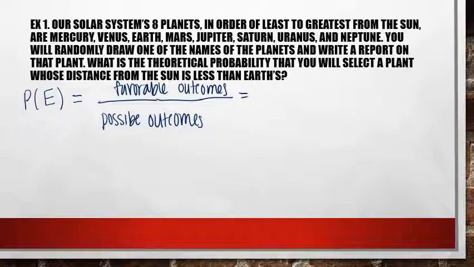Alright, so how many planets do we have there? If we count all of them, we would have a total of 8 planets. Then, how many of those planets are closer than the Earth? If you look at the solar system, Mercury and Venus are closer to the Sun than Earth. So that's 2. And again, you want to simplify this, so this would be 1/4. And that would be our answer.